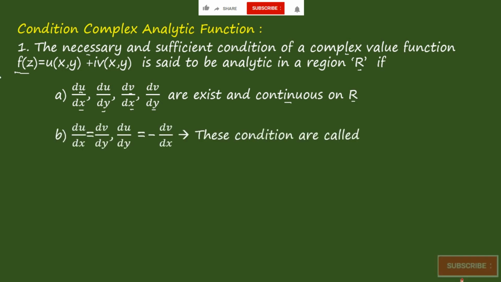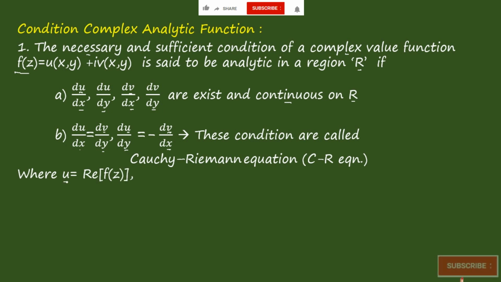Next, when you differentiate u with respect to x, it should be equal to the differentiation of v with respect to y, and the differentiation of u with respect to y should be equal to minus the differentiation of v with respect to x. These conditions are called the CR equations, or Cauchy-Riemann equations, where u is the real part of f of z and v is the imaginary part of f of z.